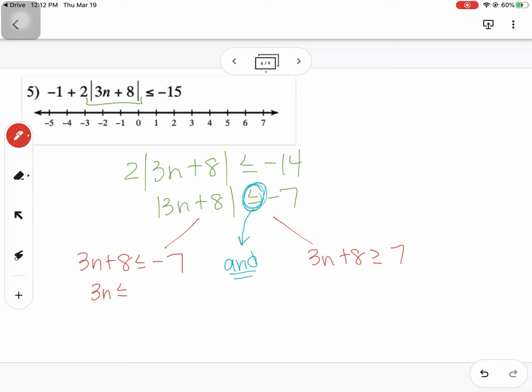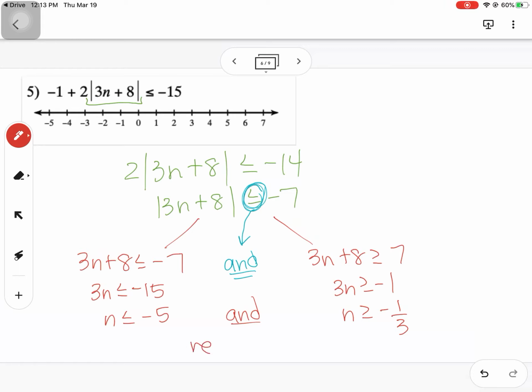So I would subtract 8. 3n is less than or equal to negative 15. And so n is less than or equal to negative 5. Doing the other one, 3n is greater than or equal to negative 1. So n is greater than or equal to negative 1/3.